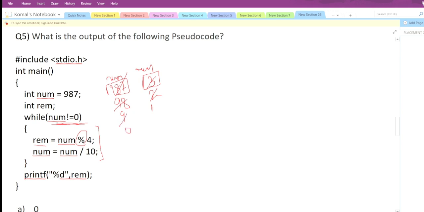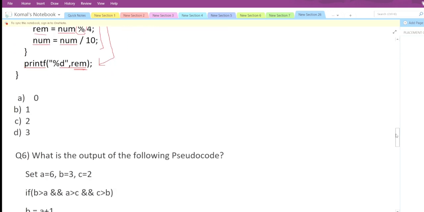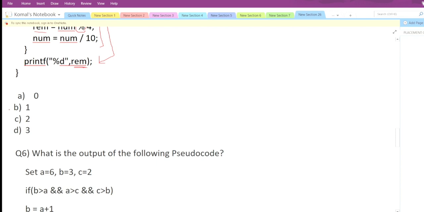So now again it will check the condition that 0 is not equal to 0. The condition is now false. So now it will come out of this while loop and print the remainder. The value of remainder is 1. So the option for this is B, that is 1.